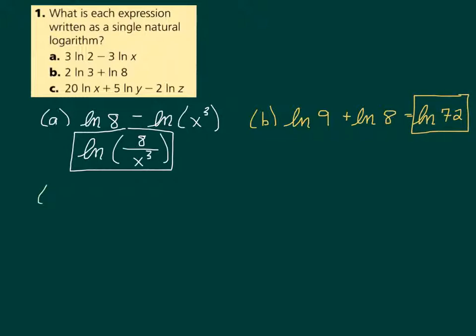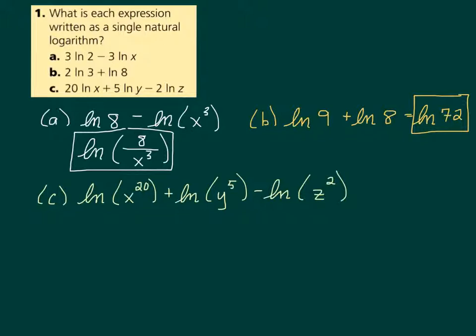Part C. Go through and use the power property. We get ln x to the 20th plus ln y to the 5th minus ln z squared. So when you're doing this, the order in which you should try it, always look to see if the power property can be used first. And if it can be used, use it. Then, if you have multiple additions and subtractions going on, work your way from left to right.